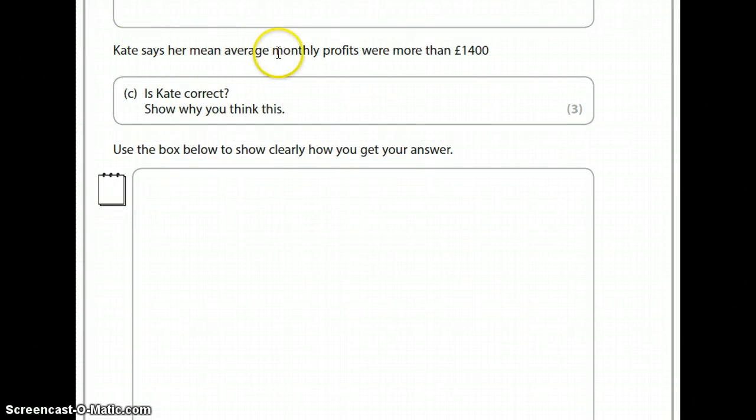Kate says her mean average monthly profits were more than that amount. Is Kate correct? Show why you think this. Use the box below to show clearly how you get your answer.